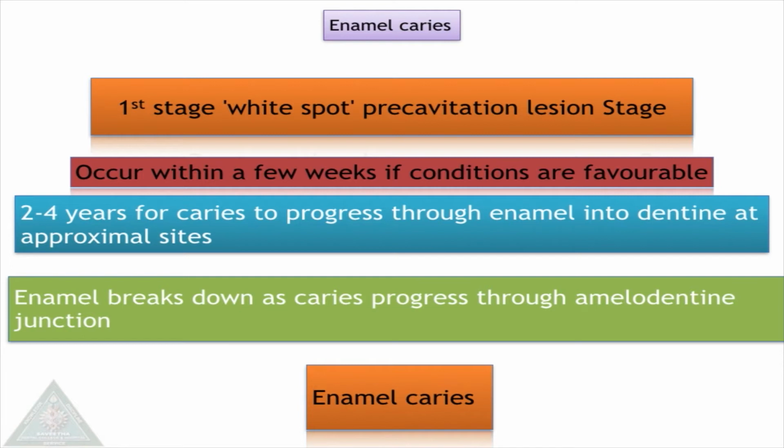What is enamel caries? Enamel caries is also called a white spot lesion, and this is the first stage of dental caries. At this stage, the white spot lesion is treatable using a remineralizing agent. If left untreated for 2 to 4 years, this may lead to the formation of a full-fledged dental caries.